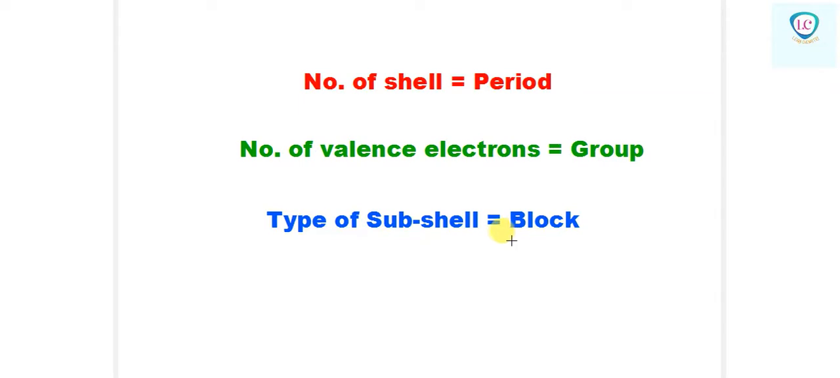And the block can be determined from the type of subshell which is present in the valence shell of that element, or we can say the type of subshell in which the valence electrons are present will show the block of that element.